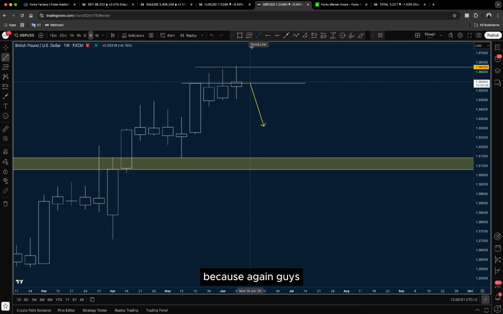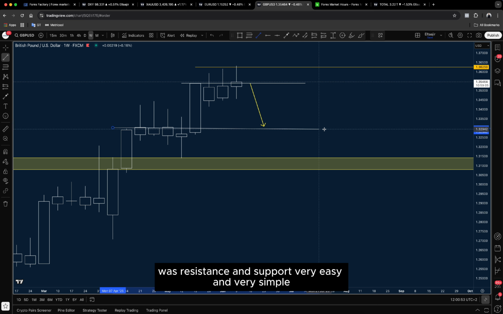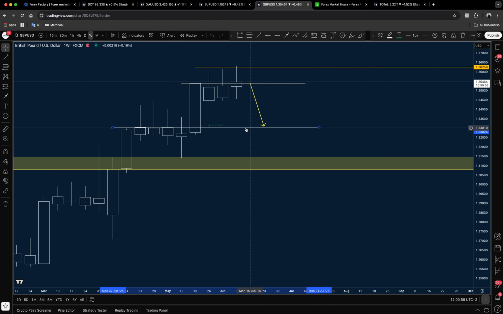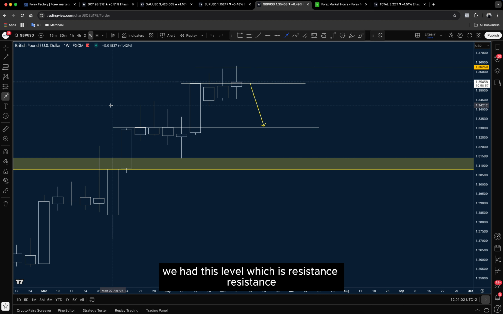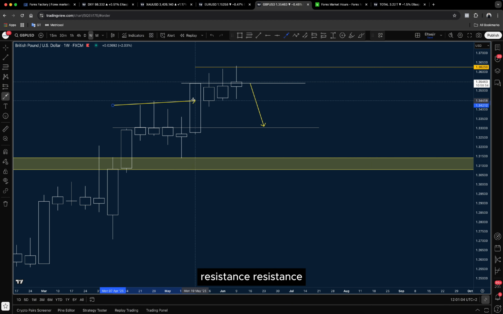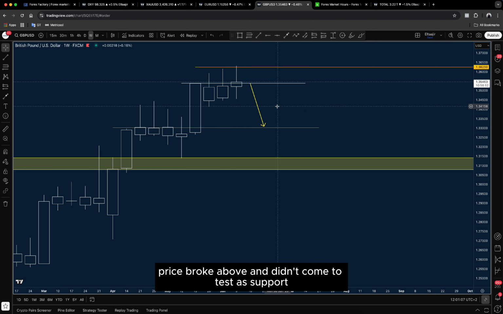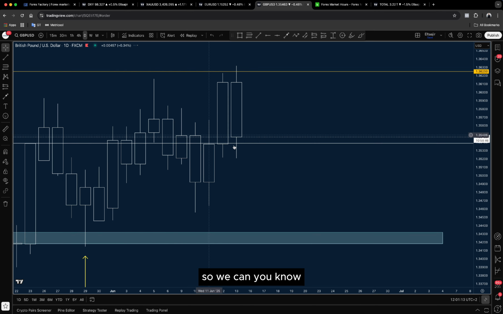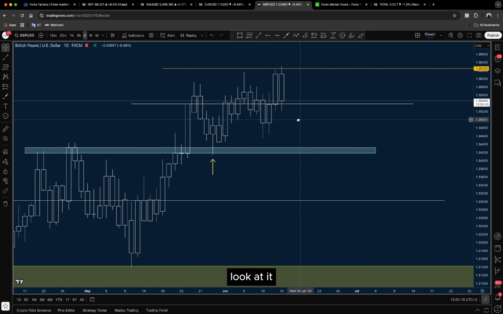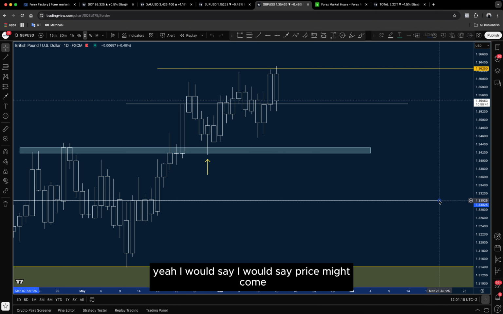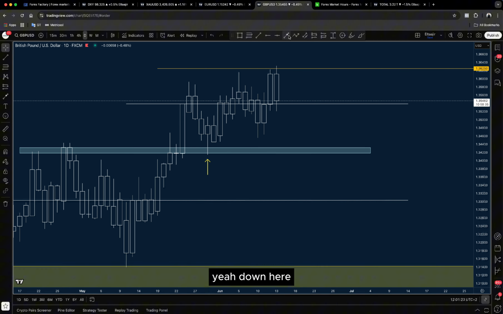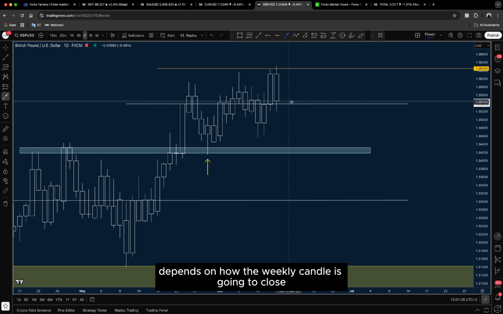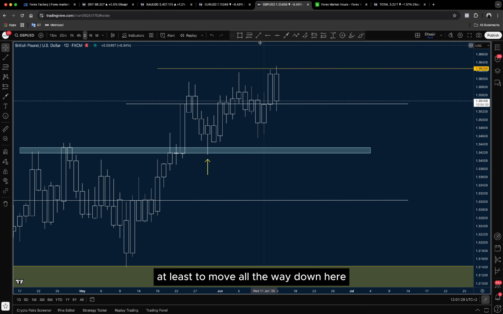Why? Because again, guys, with resistance and support, it's very easy and very simple. As you can see here, we had this level which is resistance, resistance, resistance, resistance. Price broke above and didn't come to retest as support. So maybe next week it's time to come at least to this level, so we can look at it. Yeah, I would say price might come down here. So we might look for some opportunities, depending on how the weekly candle is going to close, at least to move all the way down here.